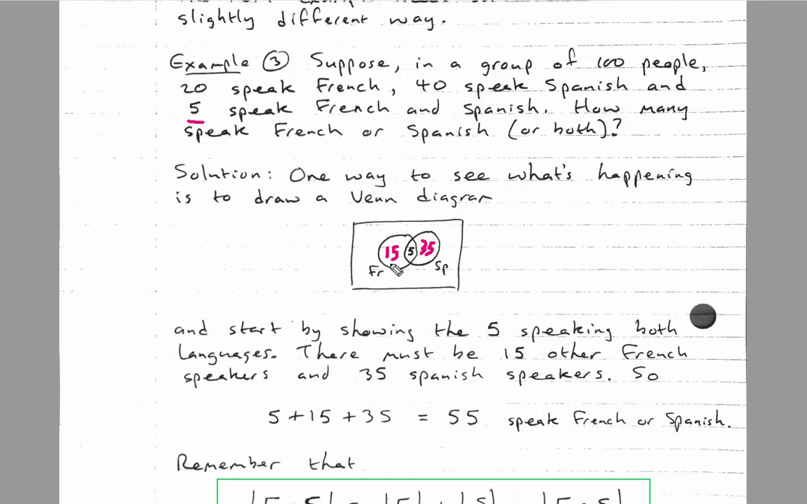Okay, so now it's clear. We can see the total that speak French or Spanish or both is the sum of these. So 55. That also tells us there are 45 people outside those two sets that don't speak either language.